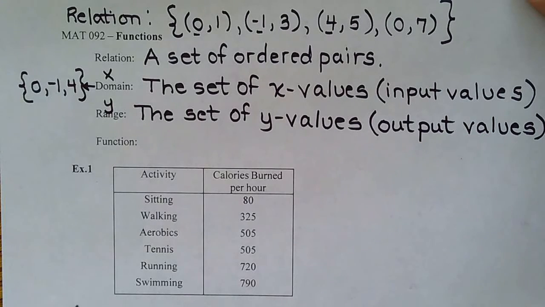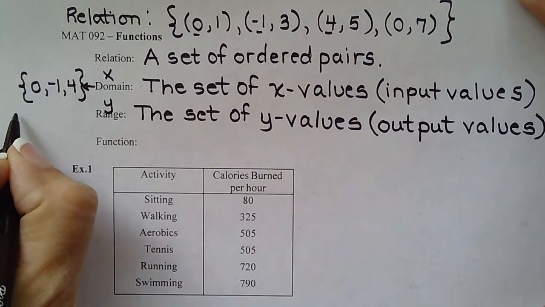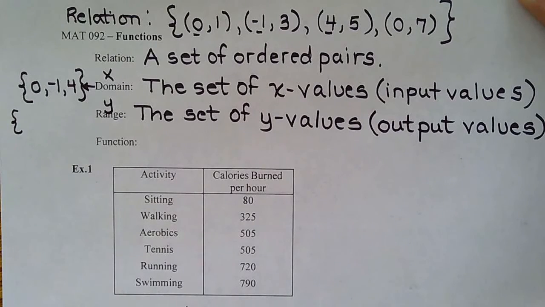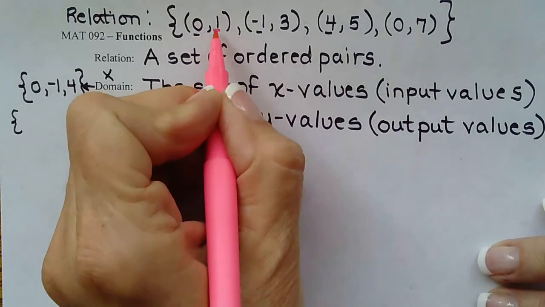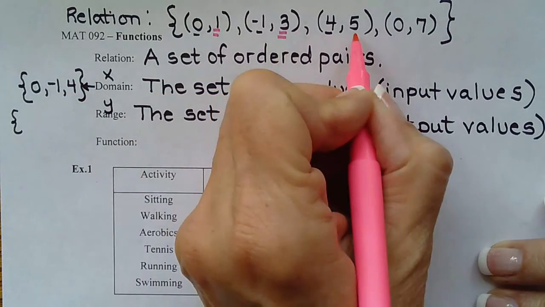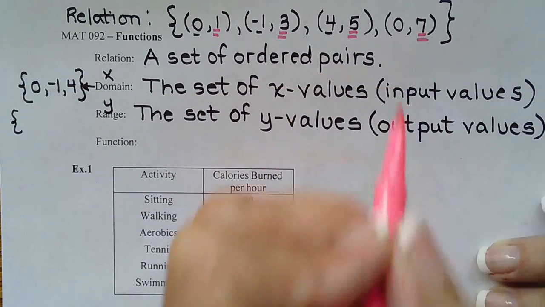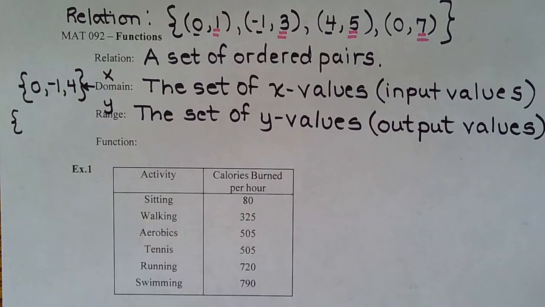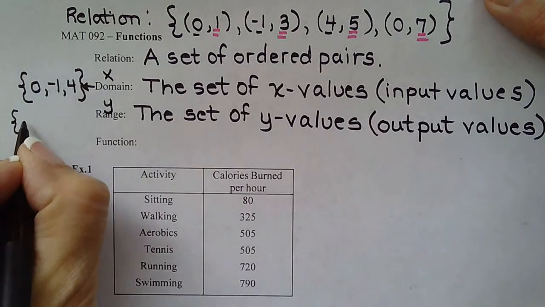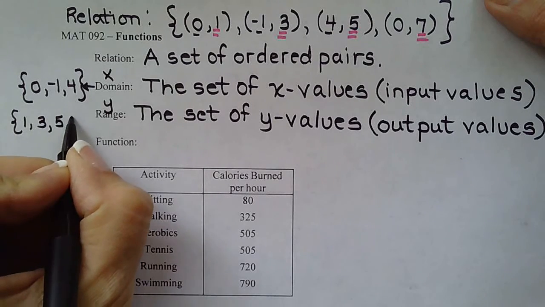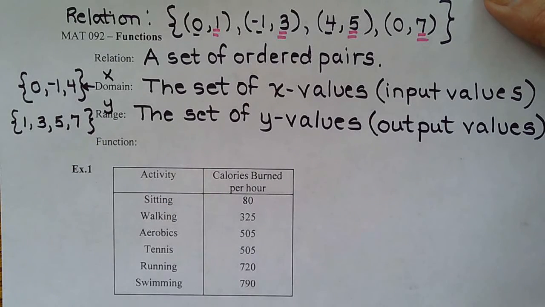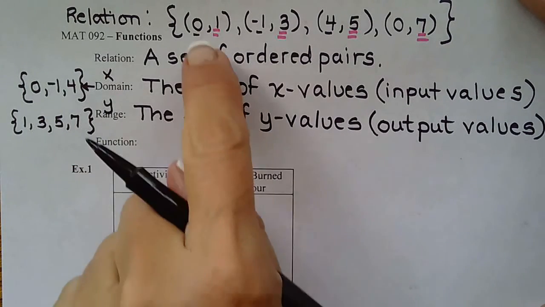So looking at the set above, what would the range be? Let's do it in a different color. 1, 3, 5, 7. So the range are all the y values. None of them are repeated, so I have to list all of them. 1, 3, 5, and 7. So that would be the range of this relation.